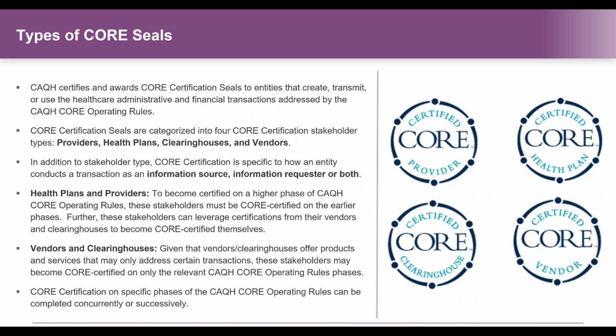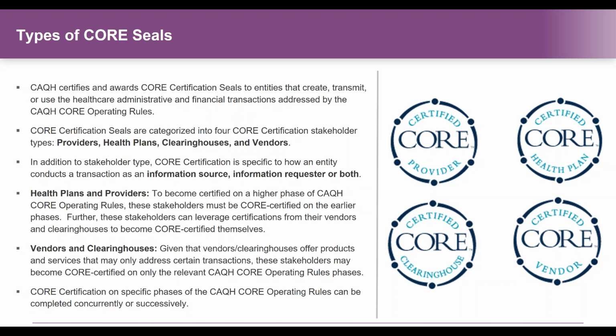Our testing process is tailored to how your organization processes those transactions. CORE offers certification seals across 4 primary stakeholder types: health plans, providers, vendors, and clearinghouses. So even if you do not traditionally define yourself as one of these stakeholders and conduct the transactions I mentioned, for example, your organization may be a third-party administrator or a pharmacy benefit manager, you actually can achieve certification, and we will work with you to identify which stakeholder type you may align with.